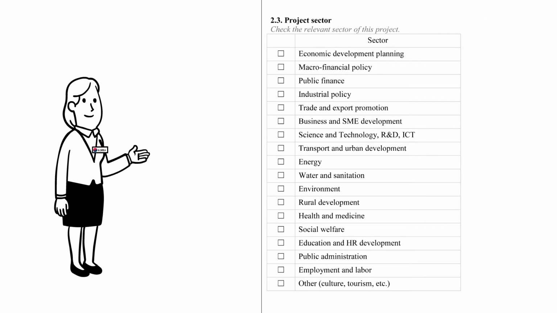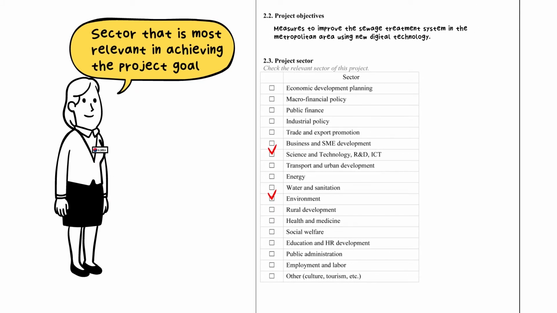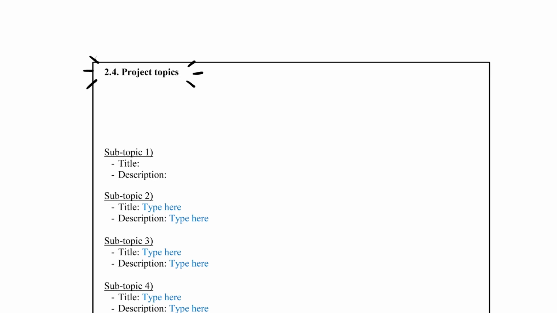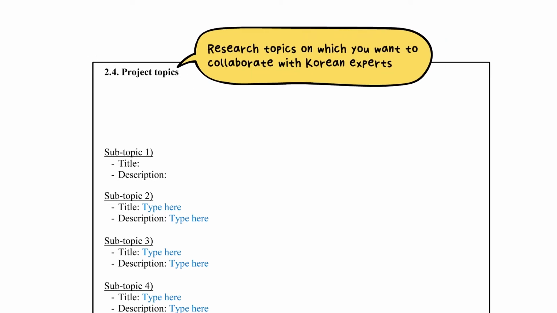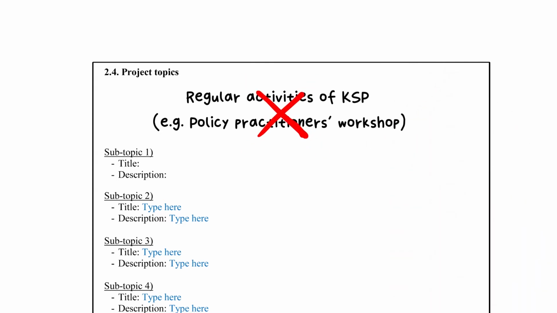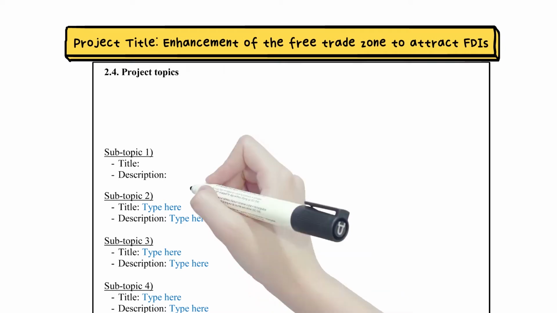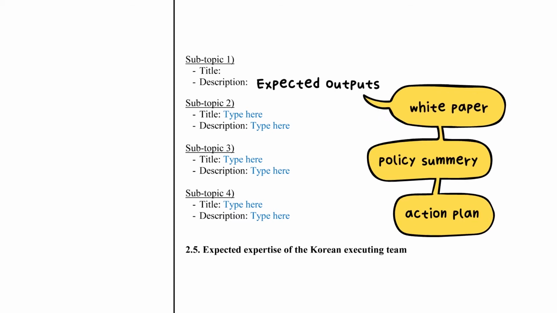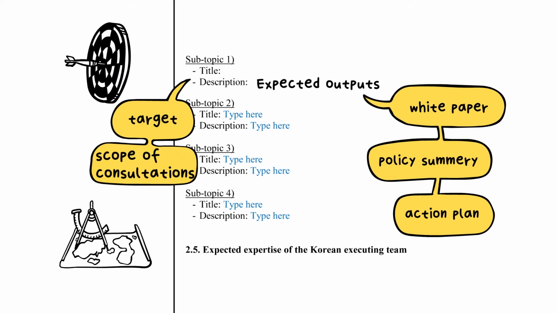In 2.3, Project Sector, select the sector that applies to the proposed project from the list of project sectors. You must select a sector that is most relevant in achieving the project goal. In 2.4, Project Topics, elaborate on the research topics on which you want to collaborate with Korean experts. It should not be about the regular activities of KSP projects, such as Policy Practitioners Workshop. Each subtopic should be related to the project title. In addition, further specify for each subtopic expected outputs and outcome, and the target and scope of consultations.